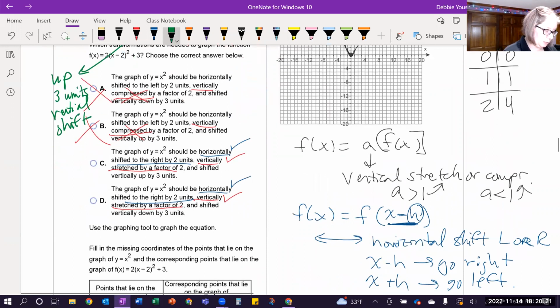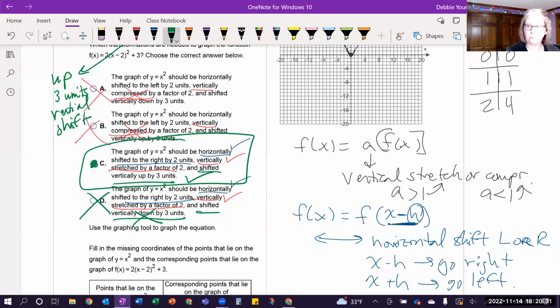So I compare my answers, vertically shifted up. Yep, that's the one. This one says vertically shifted down. Nope, I don't want that one. So that tells me my answer here is C. Okay. So again, not every function is going to have all of those things, but it could.